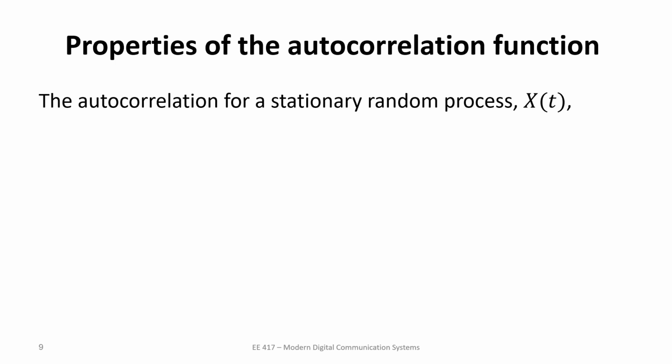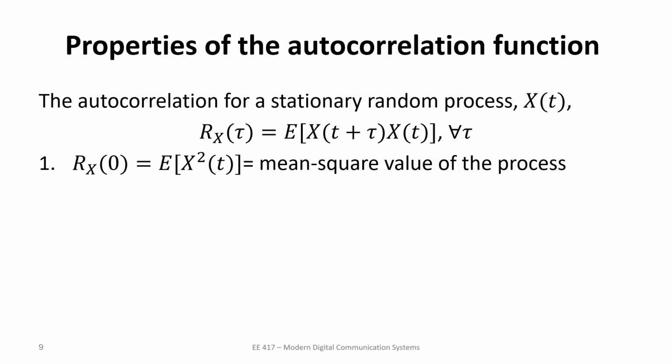Properties of the autocorrelation function. The autocorrelation for a stationary random process X is given by the following. And if it's stationary, we can think of the highest value as when tau equals 0. So the autocorrelation always peaks at 0. Because you are comparing a signal with itself, when the shift equals 0, you get the highest possible value. And that's equal to the mean square value of the process, because once you put tau equal to 0, you get the expected value of x squared, which is the mean squared value of the signal.